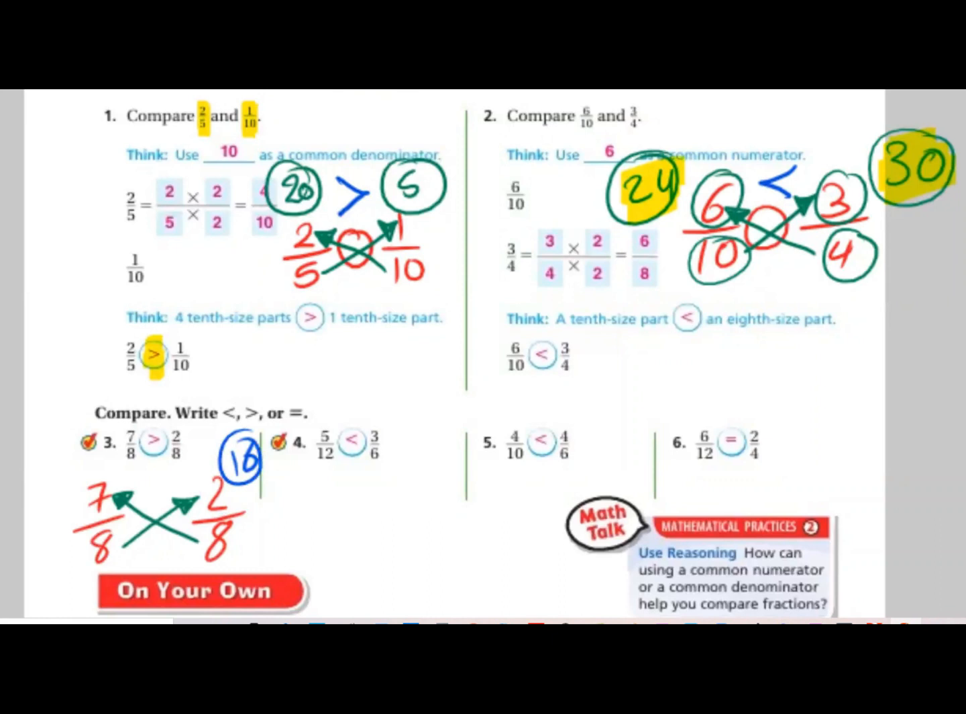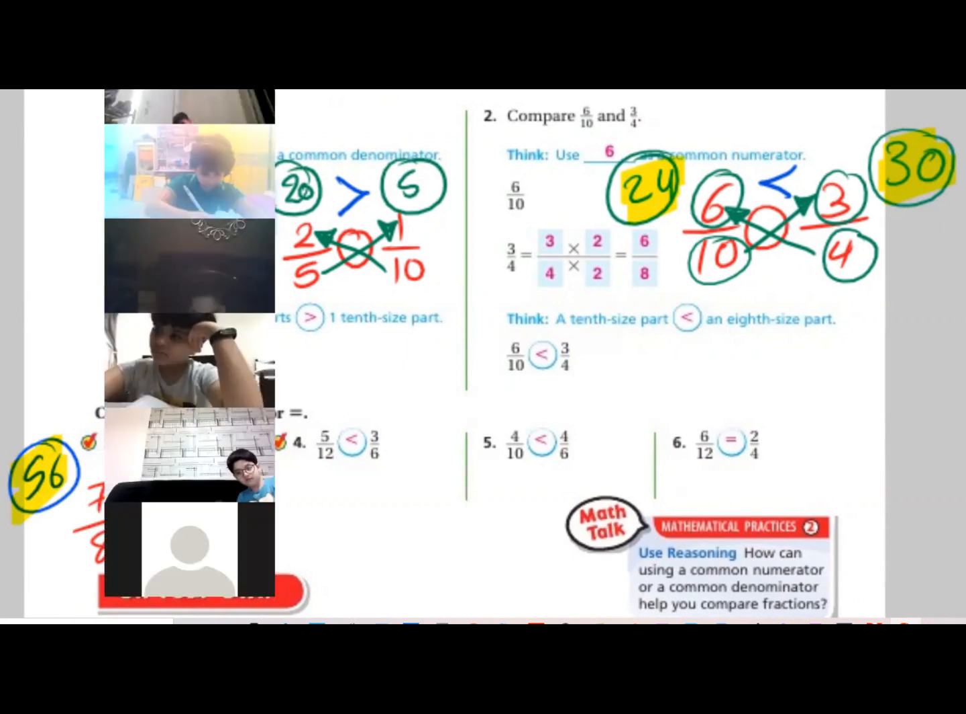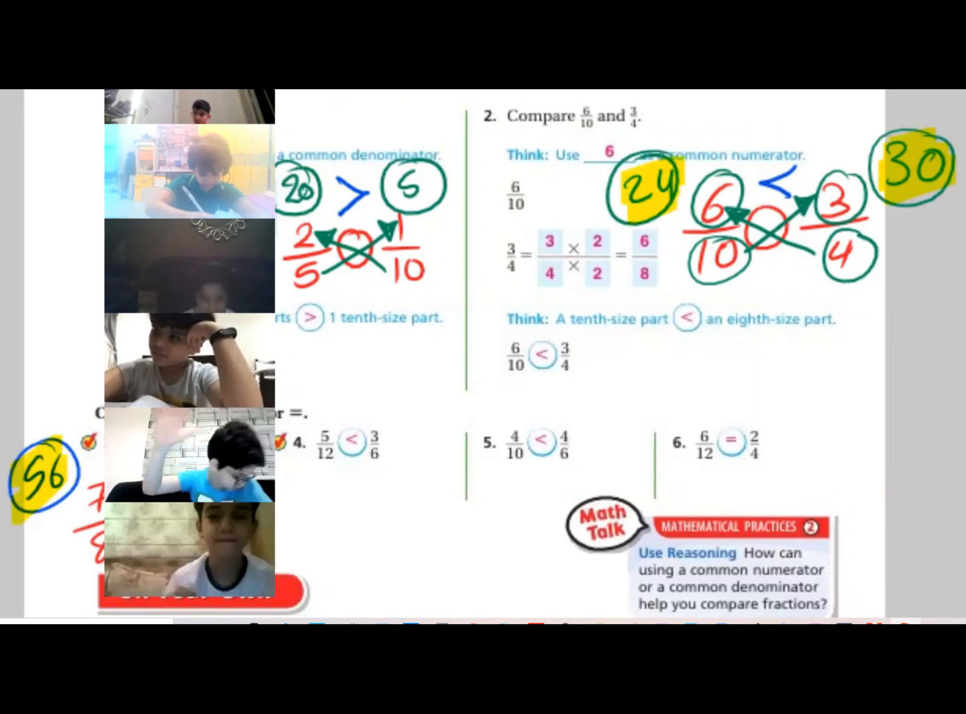Yes. And 8 multiplied by 7 equals 56. So let's write 56 here. 56 is greater than 16. Of course, 56 is greater than 16. So we are going to choose this sample. Thank you so much, Ali Dawood, with the yellow t-shirt.